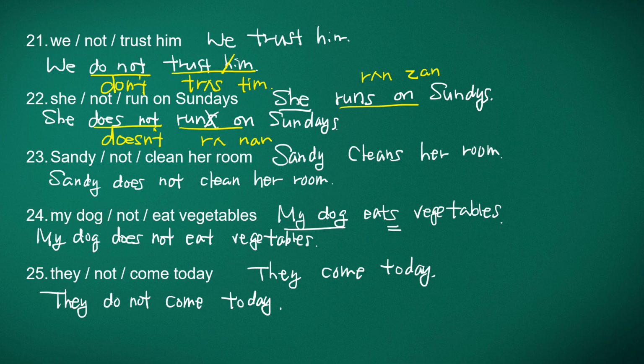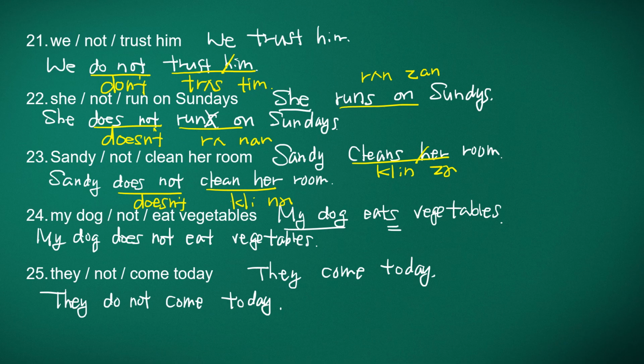And Sandy cleans her room. So this part you can read as clean, cleans, and H is silent. Cleans her room. Sandy cleans her room. Sandy doesn't clean her room. Sandy doesn't clean her room.